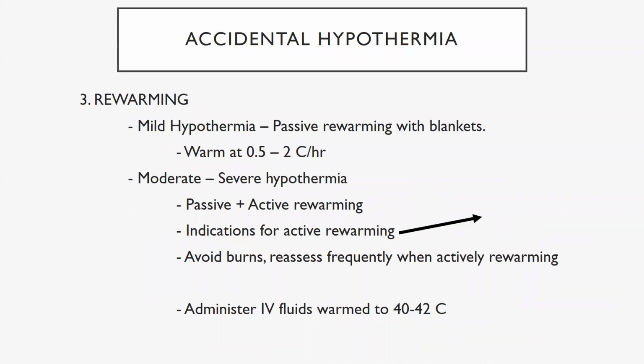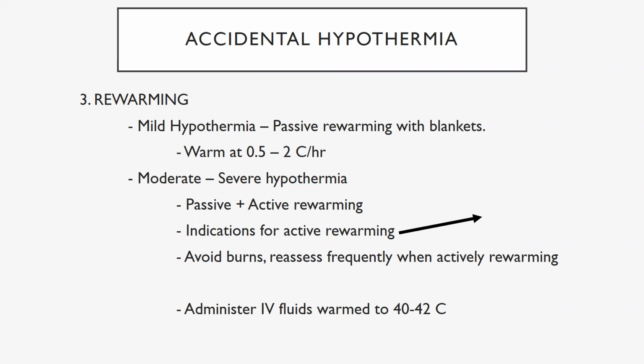Okay, so coming to the core, how would you rewarm these patients? For mild hypothermia, usually what's recommended is passive warming. This is where you would put a bear hugger or warming blankets, and you warm them at 0.5 to about 2 degrees Celsius an hour. That's how fast you'll be warming them up. Usually you don't need active rewarming in cases of mild hypothermia.